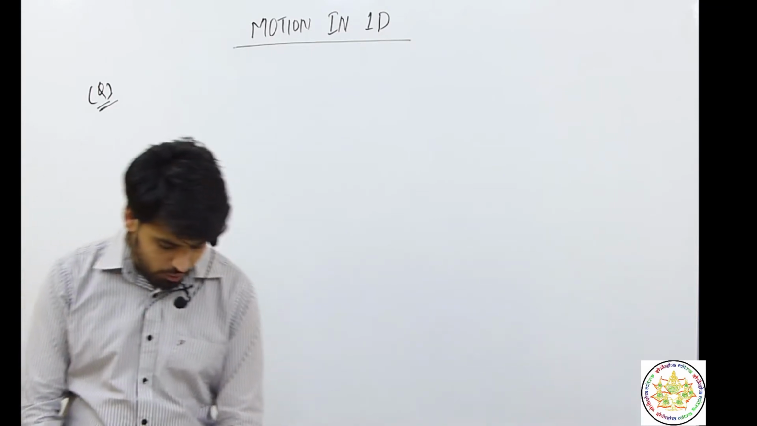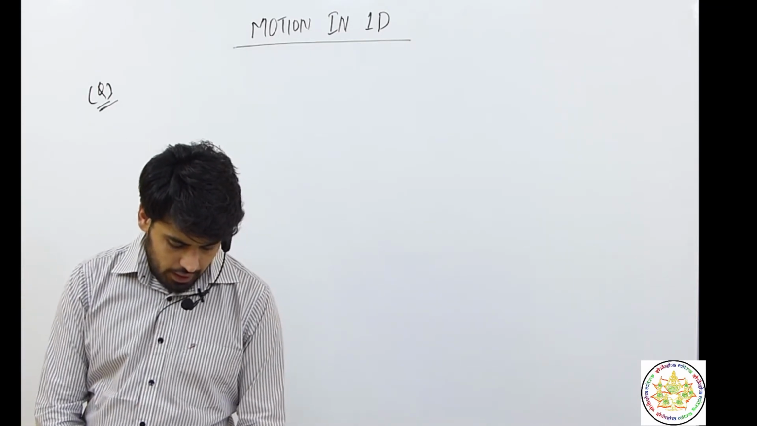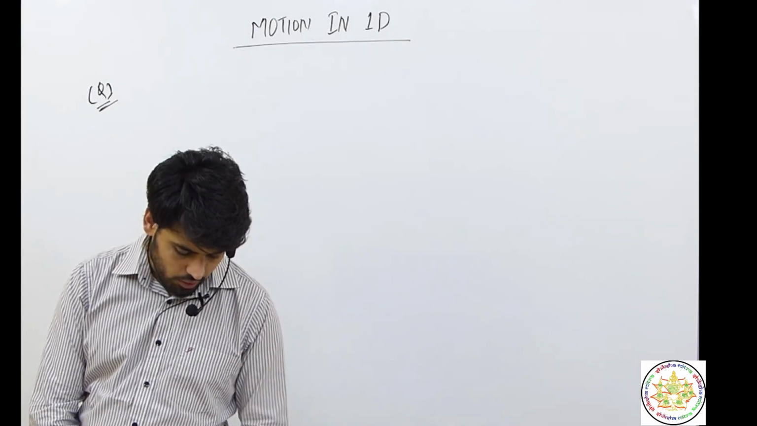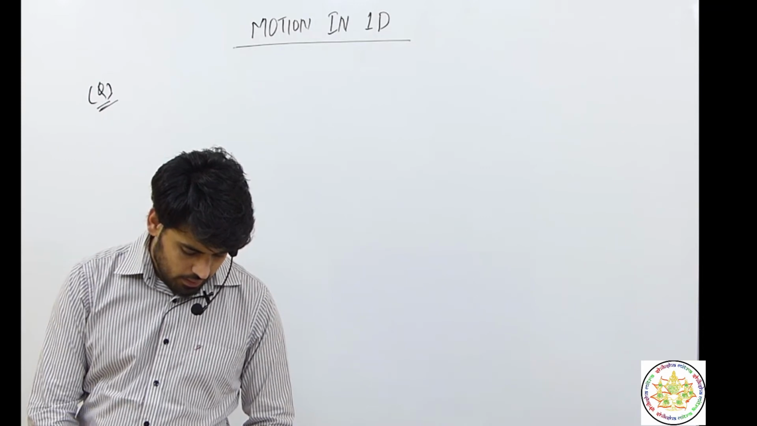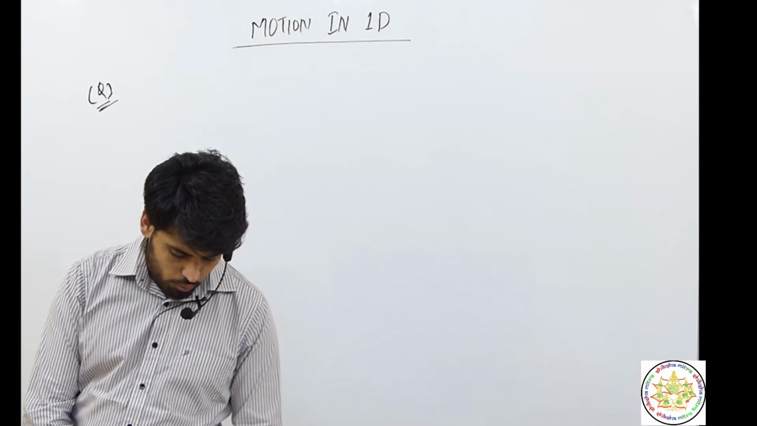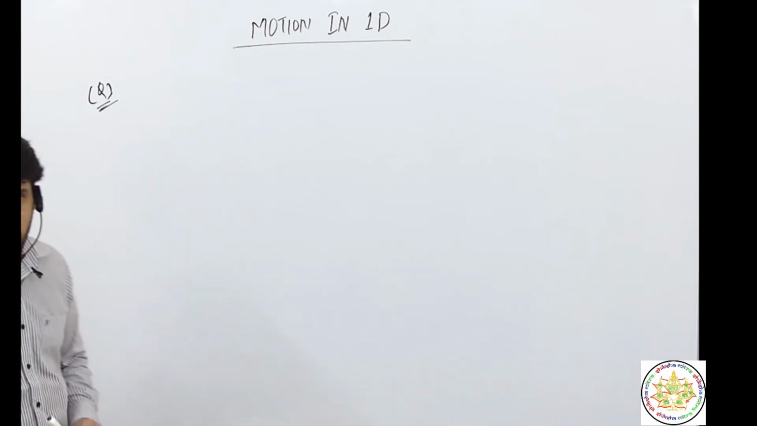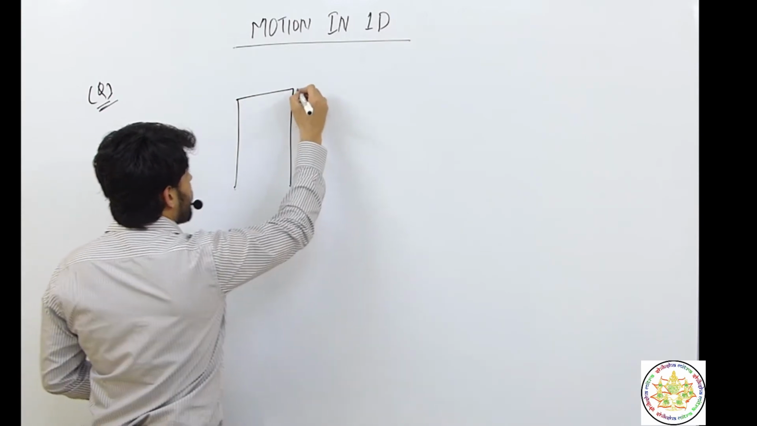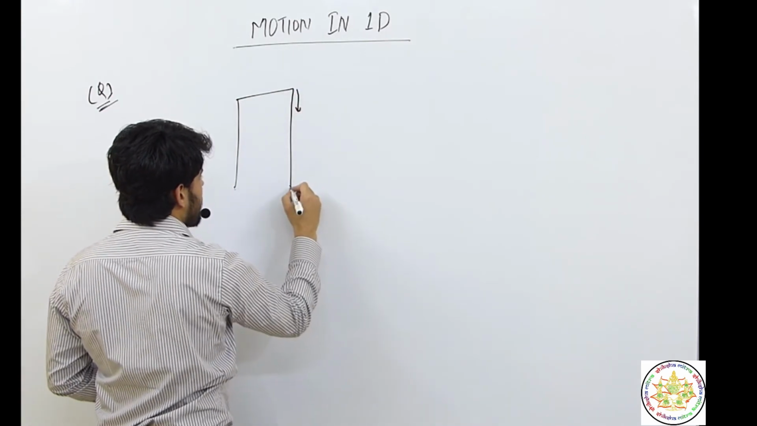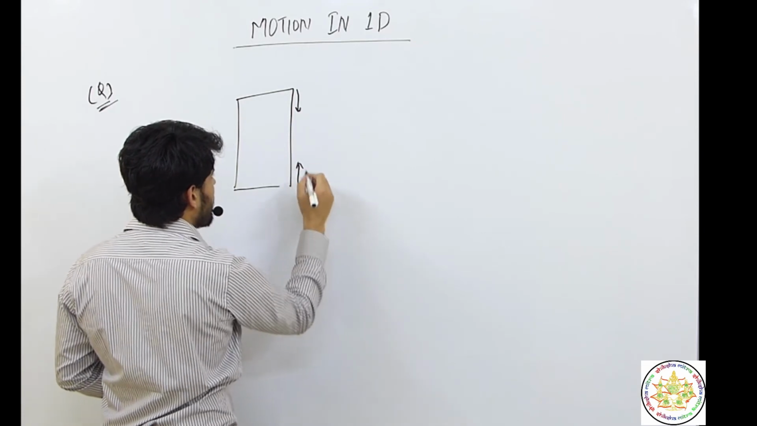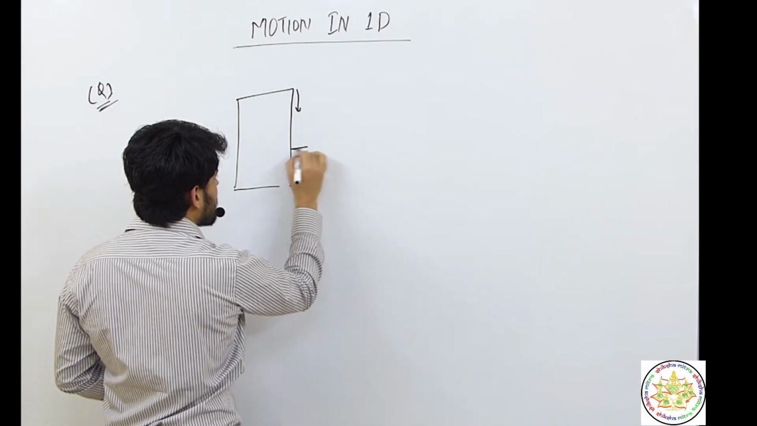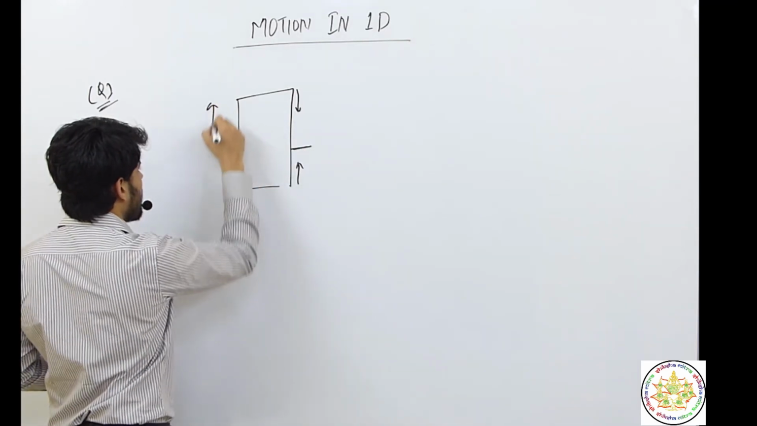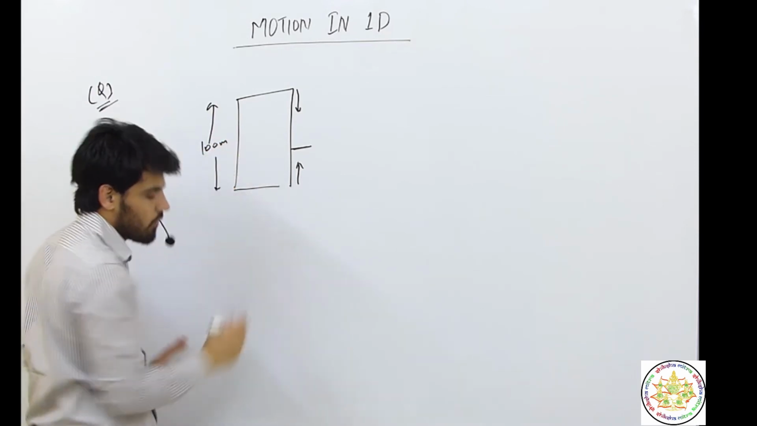A ball is dropped from the top of a tower of height 100 meter and at the same time another ball is projected vertically upward from the ground with a velocity of 25 meter per second. Then the distance from the top of the tower at which the two balls meet is, we have to calculate the time. One ball is dropped in the downward direction, one is thrown upward. We have to calculate at what distance they will meet. The total height of the tower is 100 meter.